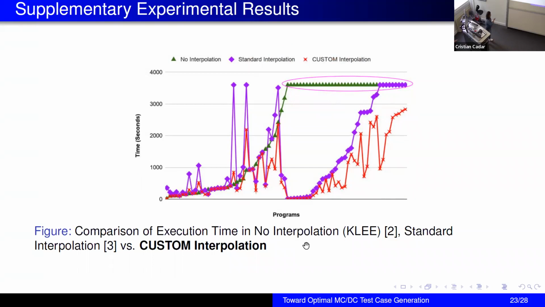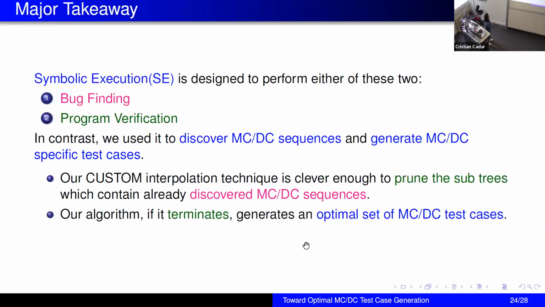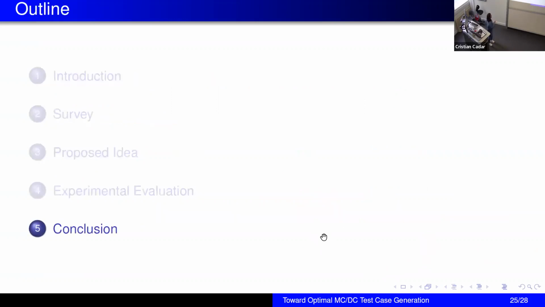These are only 6 programs, and the major takeaways are that symbolic execution is especially designed for these 2 things: bug finding and program verification, whereas we have used symbolic execution to discover MCDC test cases based upon the sequences, and our custom interpolation is clever enough to prune the subtrees which contain already discovered MCDC sequences. And if our algorithm terminates, then it generates an optimal set of MCDC test cases.